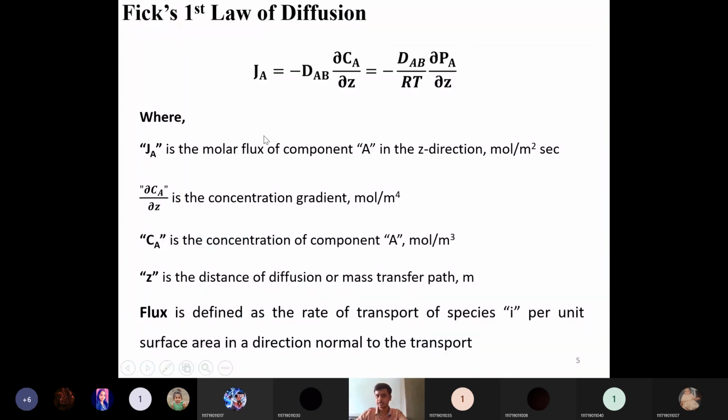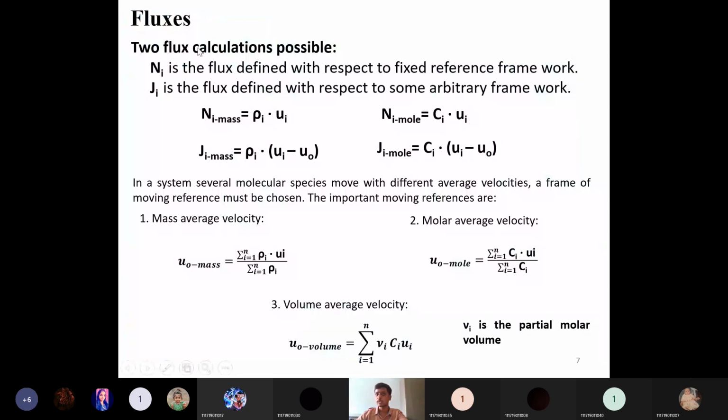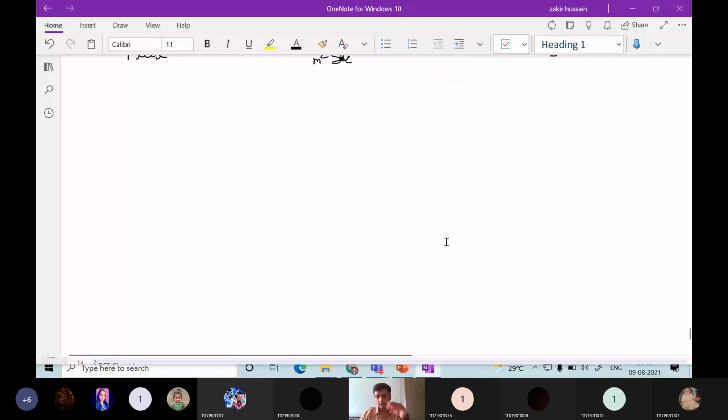Then next we will see what Fick's first law of diffusion is. In Fick's first law of diffusion, the flux is denoted by JA. Why it is denoted that way, I will tell you. Then we will see what the two types of fluxes, N and J, are, and the relationship among them. We will define that. So these are the quantities. Then Fick's first law of diffusion, once again I am revising that.